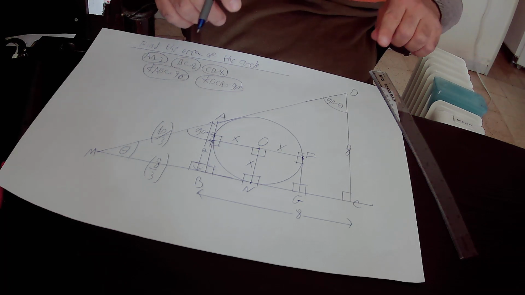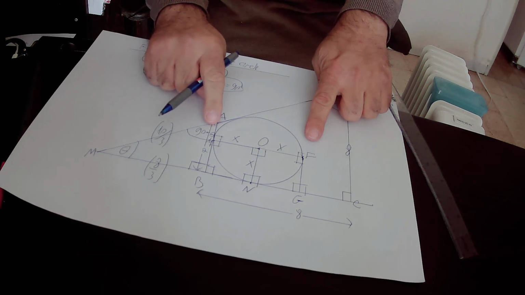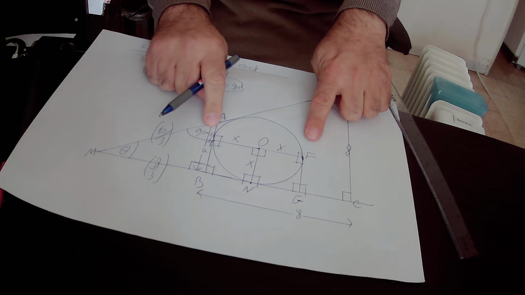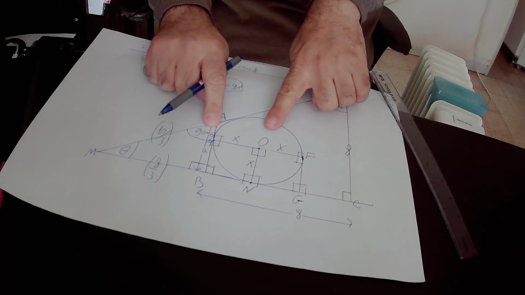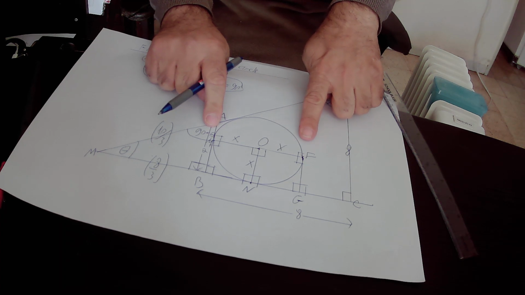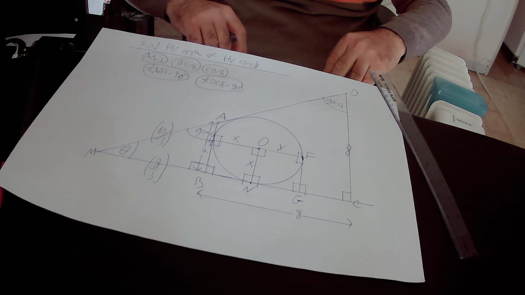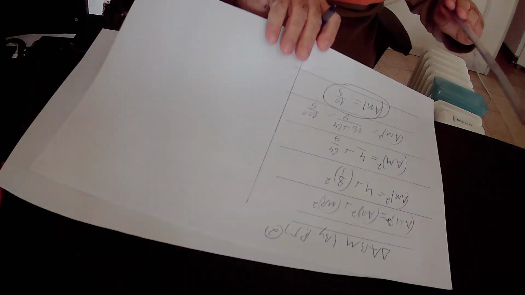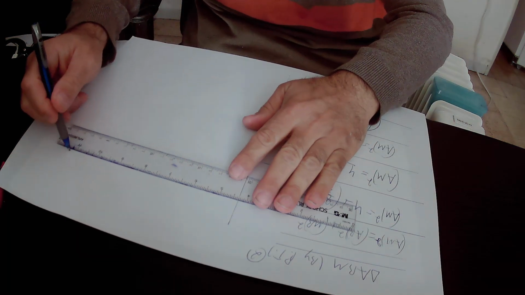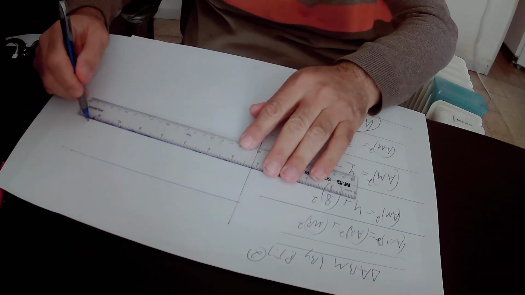But FM also touches the circle at points F and M, and therefore FM is a chord. FM is a chord that passes through the center of the circle. And we have the rule that any chord that passes through the center of the circle must be the diameter of the circle. Therefore, FM is the diameter of the circle. So you can write here that line segment FM is the diameter of the circle.